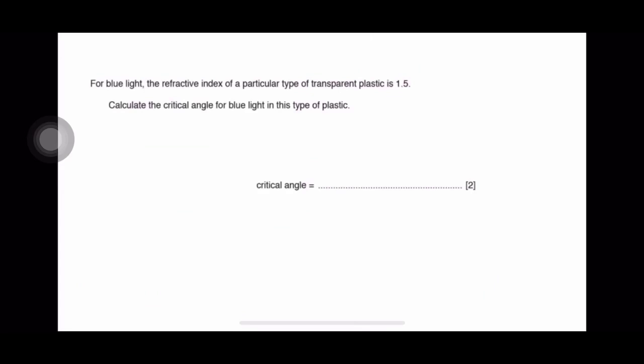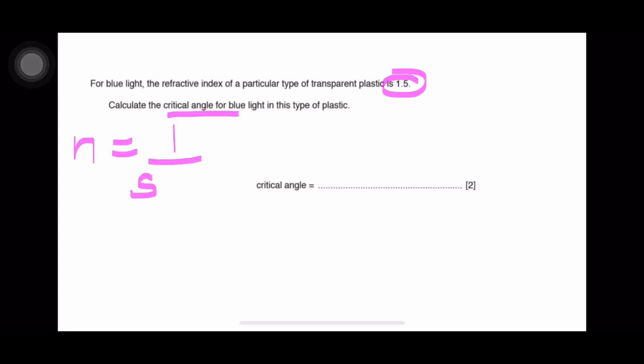Moving on to the next problem. For blue light, the refractive index of a particular type of transparent plastic is 1.5. Calculate the critical angle for blue light in this type of plastic. So we already know, we're very familiar that n is equal to 1 by sine c. This is the relationship between critical angle and refractive index. But now we're going to solve for the critical angle instead of n. So we are going to rearrange our equation this way. So now sine of the critical angle is equal to 1 divided by n.